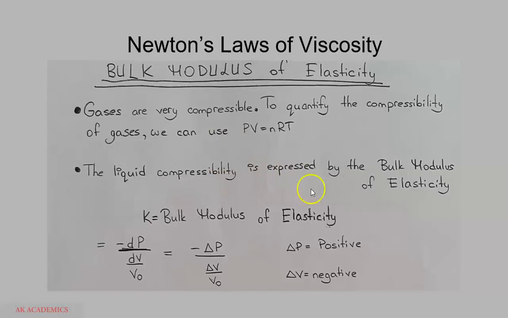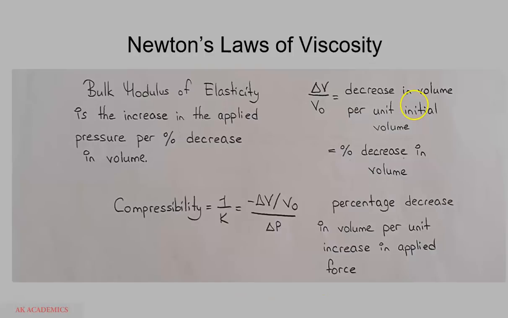The liquid compressibility is expressed by the bulk modulus of elasticity, K. So we represent bulk modulus of elasticity with the symbol K, and that is given as minus dP divided by dV over V naught. Okay, so if you look at that and rewrite that in terms of limits, we have minus delta P divided by delta V divided by V naught. Delta P is positive, delta V is negative.